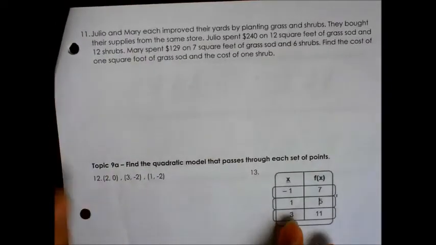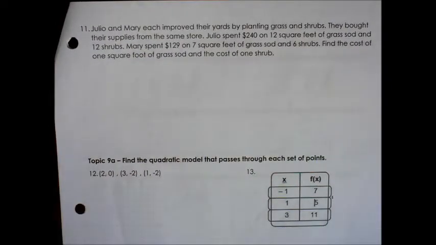Let's try one more word problem, number 11. So again, let's read it first. Julio and Mary each improved their yards by planting grass and shrubs. They bought their supplies from the same store. Julio spent $240 on 12 square feet of grass sod and 12 shrubs. Mary spent $129 on 7 square feet of grass sod and 6 shrubs. Find the cost of 1 square foot of grass sod and the cost of 1 shrub.